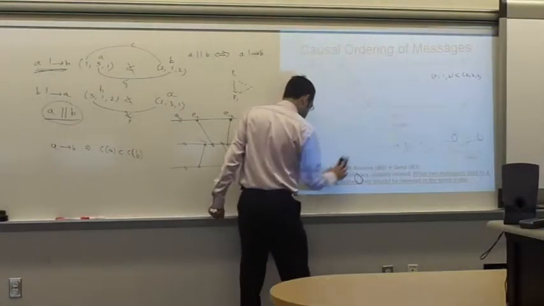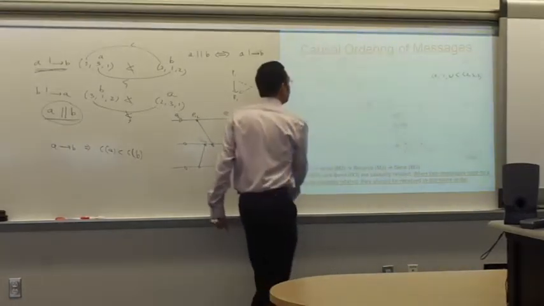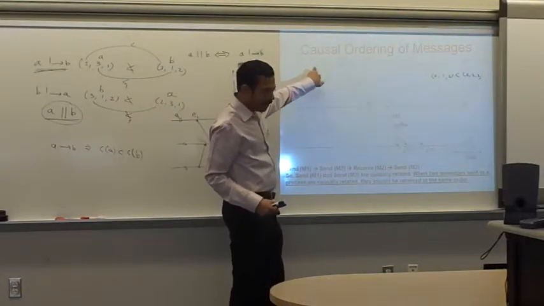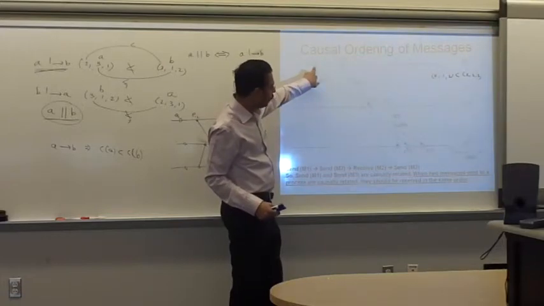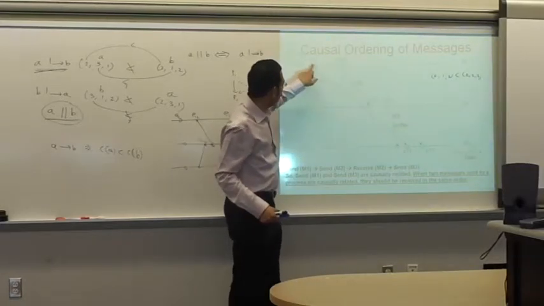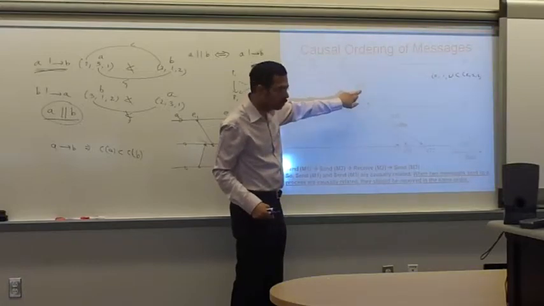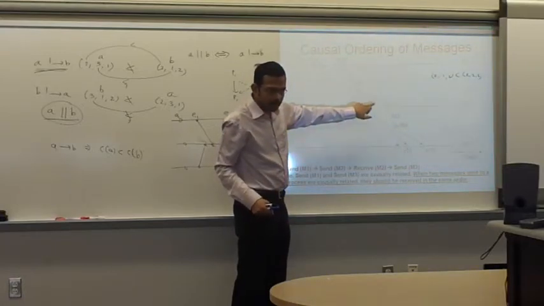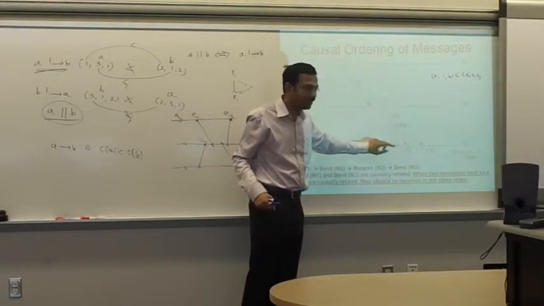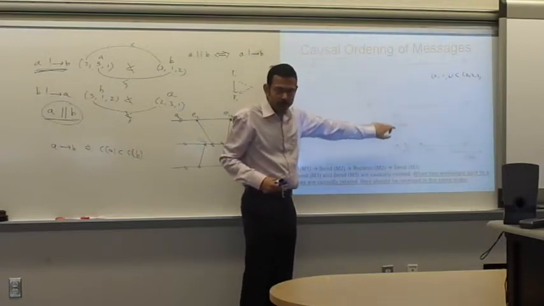So again, let's look at this example. This tells you the idea behind what is called causal ordering of messages. Let's say this message M1 was sent from this event to process 3. And after this message was sent, the same process 1 sends a message M2 to process 2. And after receiving this message, process 2 sends a message M3 to process 3.